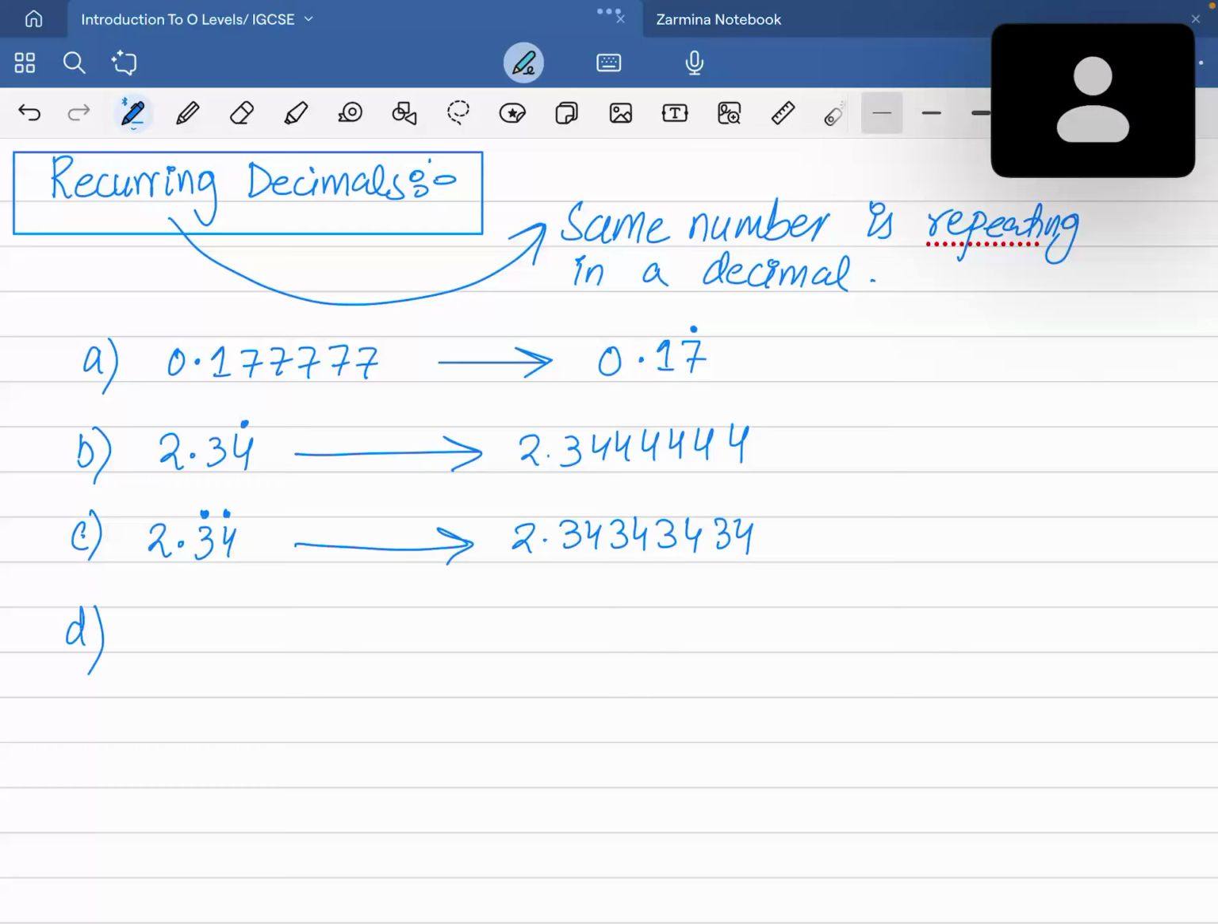For example, let me write here this way, 0.123 repeating. You will get this in the calculator as 0.123123123. It means that three consecutive digits are repeating. Is this clear or not? Any problem, Ayla? Zaria?